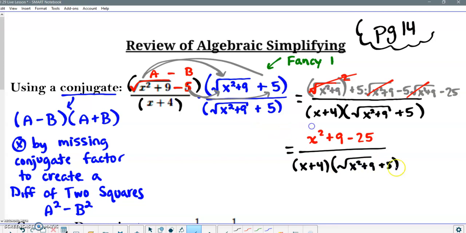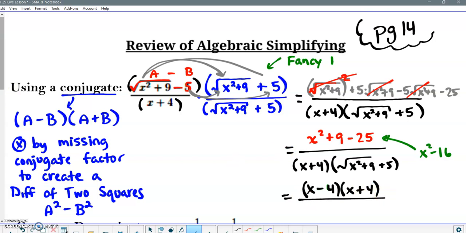Plus 5. Okay, so I do a little math, a little simplifying. X squared plus 9 minus 25. 9 minus 25 is... I'm going to save myself a little step here. That's x squared minus 16. Ooh, 16 is a perfect square. Guess what? That is also a difference of two squares. So that's x minus 4 times x plus 4.